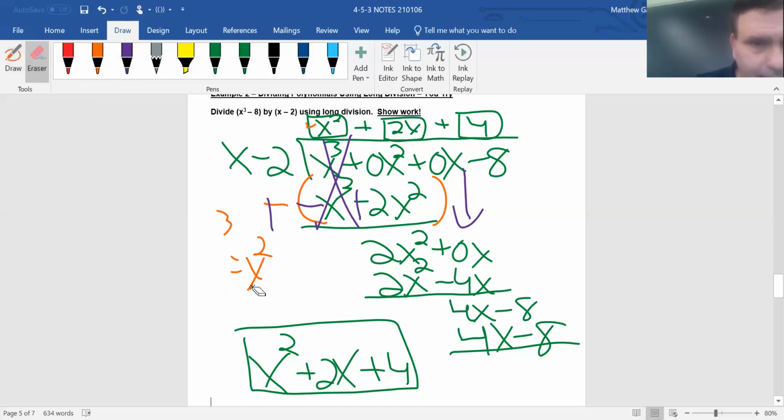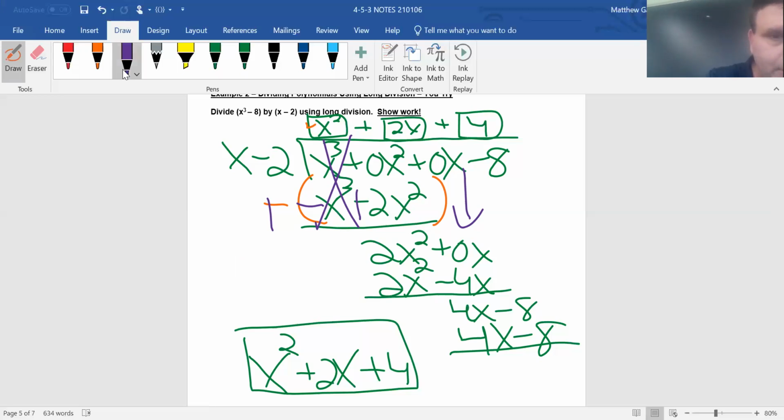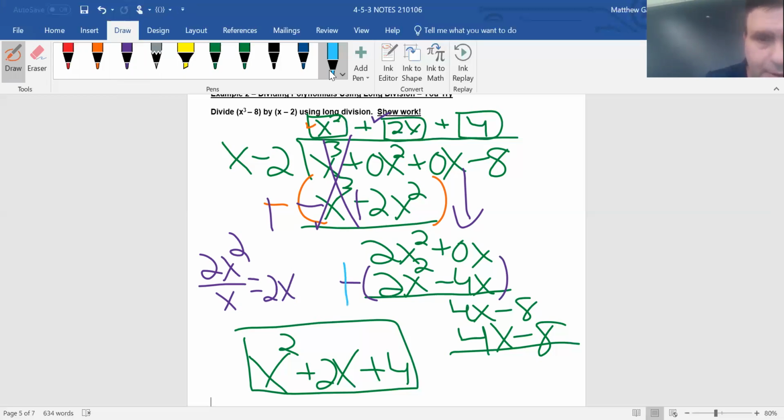And then take the 2x squared and divide it by x. We get 2x. That's what you see up here. 2x times x is 2x squared. 2x times negative 2 is negative 4x. Then we subtract going down. Okay, so we just change to the opposite. So that's why we end up with 4x here.